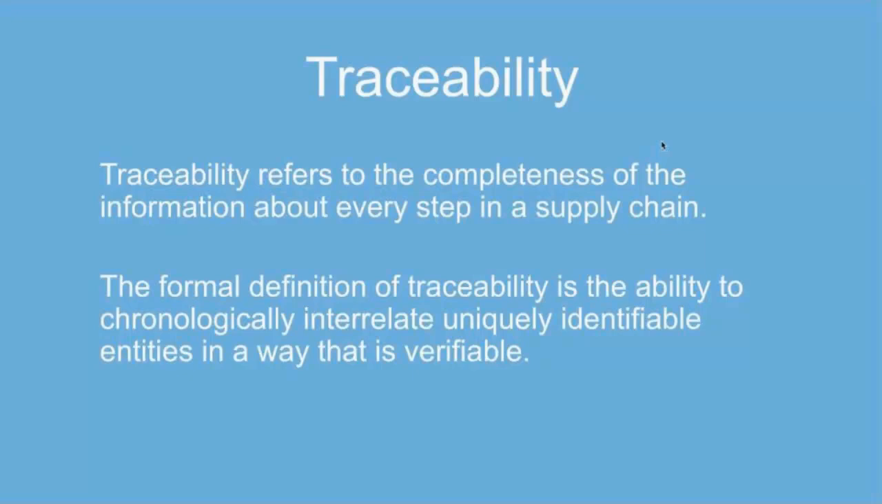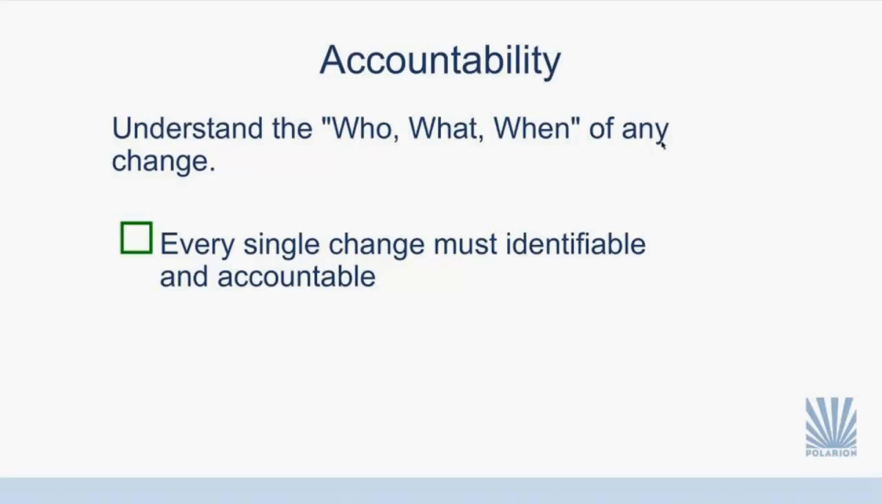Traceability refers to the completeness of the information about every step in the supply chain. Traceability is not just about static links. It's really to chronologically relate uniquely identifiable entities in a way that they are verifiable. And there are a couple of key elements of traceability. The first one is accountability. Whenever we speak about the supply chain, about the process, you need to understand the who, what, and when of any change. Every single change must be identifiable and accountable.